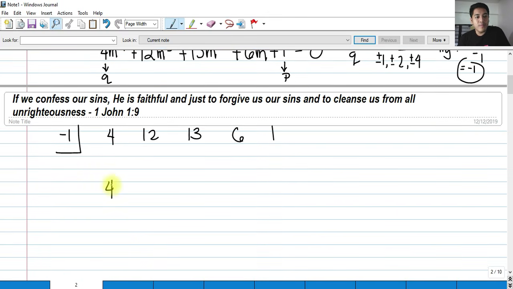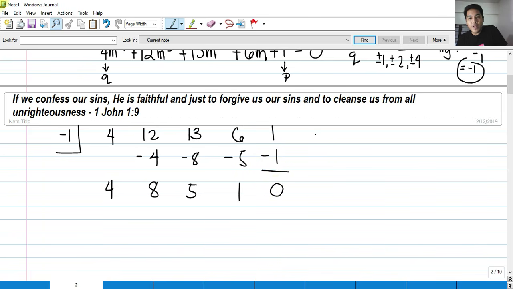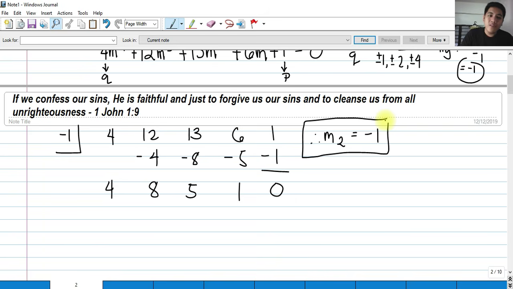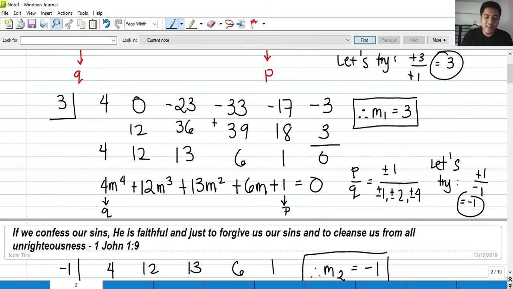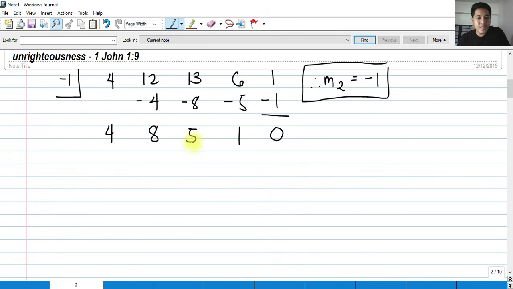So we drop down 4. 4 times negative 1, that's negative 4. We add this to 12, that would be 8. 8 times negative 1 would be negative 8. 13 minus 8 would be 5. 5 times negative 1 would be negative 5. 6 minus 5 would be 1. 1 times negative 1 is negative 1, and 1 plus negative 1 would be 0. Therefore, we have an m sub 2, which is negative 1. That's another root, and that's distinct. That did not repeat.